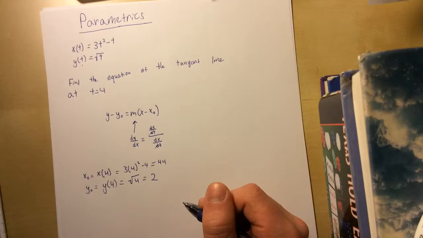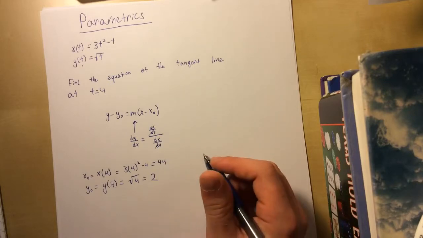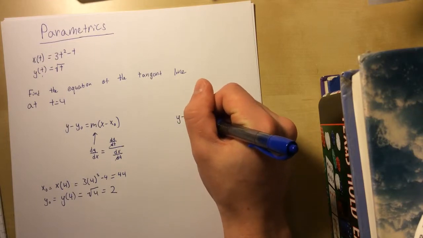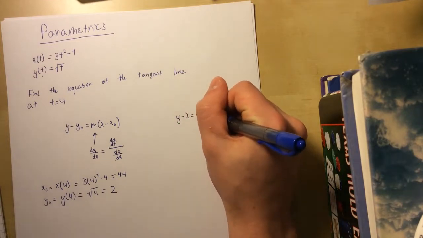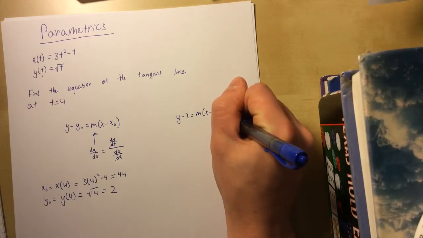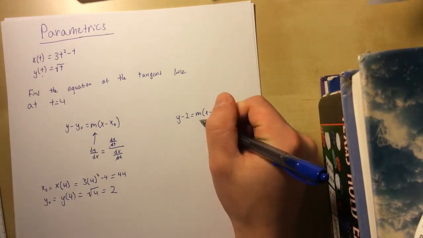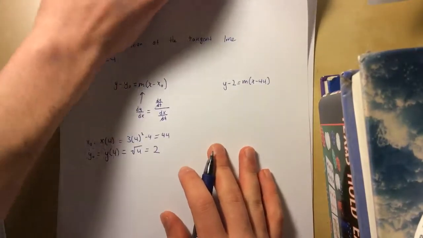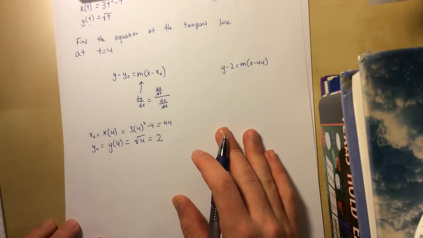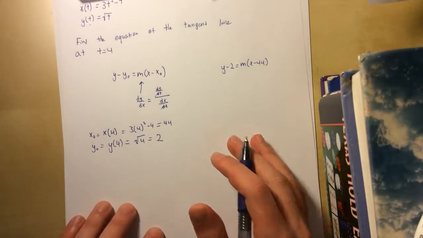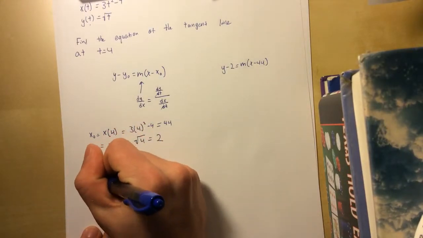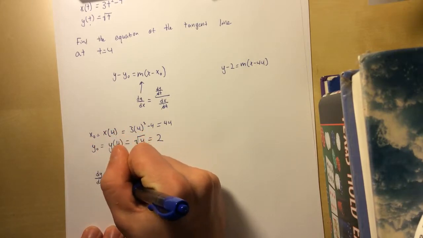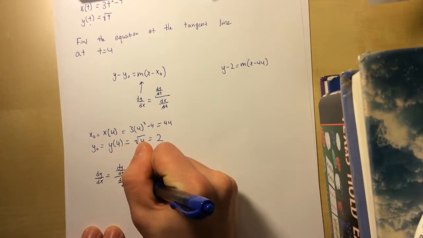So now let's go ahead and rewrite this equation with what we have so far. We have y minus 2 is equal to m times x minus 44. And now we get to this part where we need to solve for m. So remember that m is equal to dy dt over dx dt. So dy dx is equal to dy dt over dx dt.